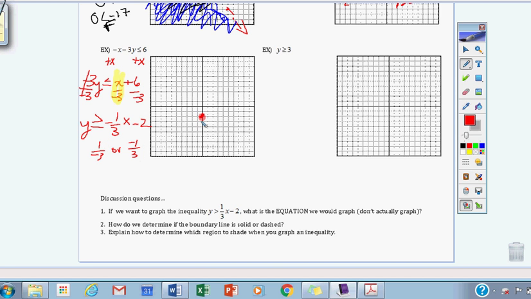So down 1 over 1, 2, 3. Or go up 1 over 1, 2, 3. And this is going to be a solid line because it's or equal to. So again, I'll do my best here. Solid line. Ooh, that looks solid.